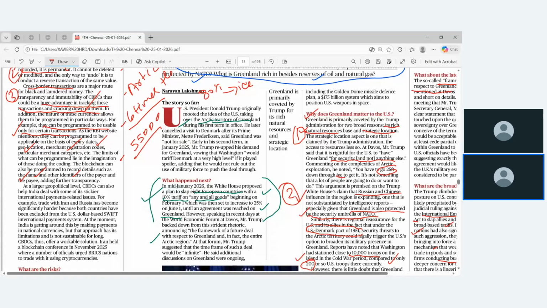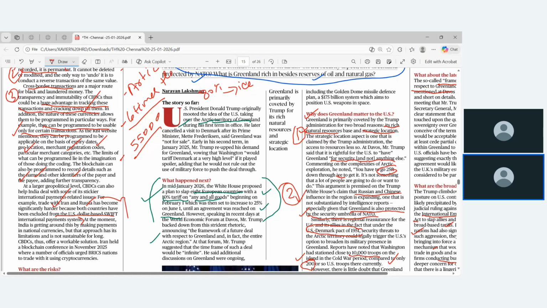At a larger geopolitical level, this currency can help India deal with some of the stricter international payment issues, especially with Trump coming into the picture. Trade with Iran and Russia has become significantly harder because both countries have been excluded from the US dollar-based SWIFT international payment system, and the US also keeps providing pressure on India not to reduce the trade relationship with Russia and Iran. So if the BRICS countries have our own digital currencies, then it is better to have good trade relationships among the BRICS nations and not worry about US dollar domination. This is the idea.